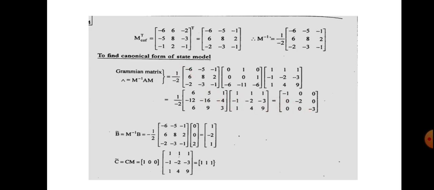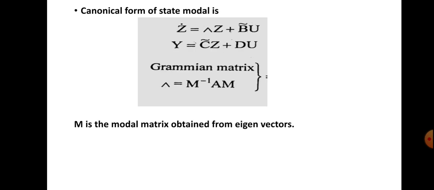So in order to find the canonical form, you know what the canonical form is? Canonical form is z dot equal to Gramian matrix into z plus B cap into u. Similarly, y equal to C cap into z plus D into u. Here, to find the state model, you have to find out these quantities. Z is z1, z2, z3. B cap you have to find out. So what is B cap?